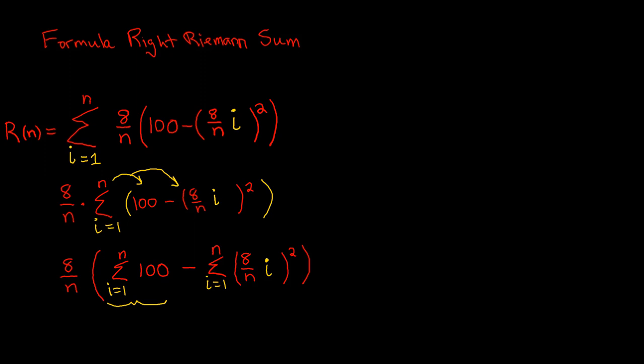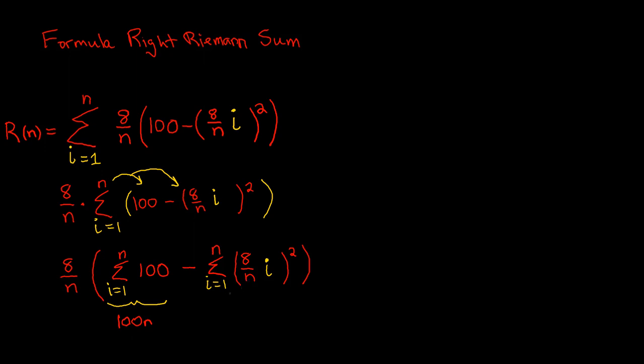If you have n 100s and you add them all together, then you just have 100 times n, right? Because if n was 16, if you have 16 100s added together, then you get 1600, which is 100 times 16. So this summation, I hope that made sense. If that didn't make sense, go back and review summation properties. And so this just turns out to be 100 times n.